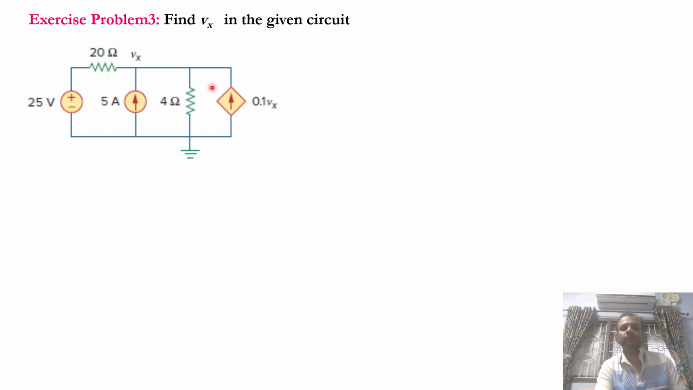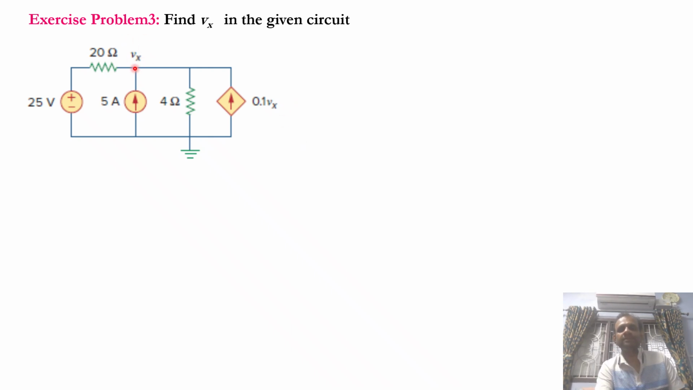This circuit also is not simplified. Here you have got three sources: independent 25 volts, independent 5 ampere, dependent 0.1 Vx. So Vx is the voltage here. How do we solve this?